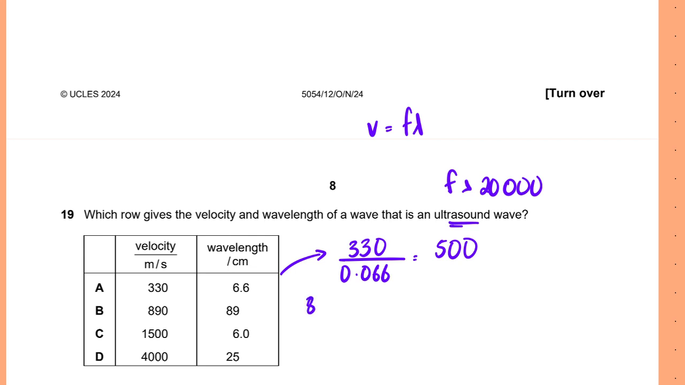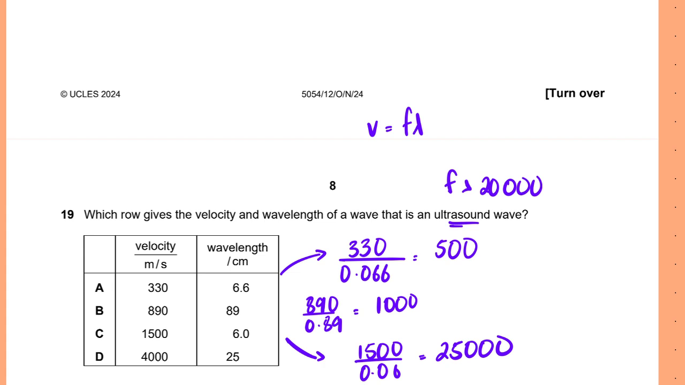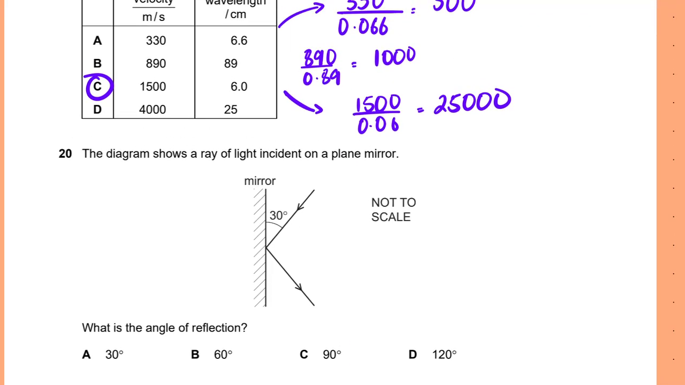The next one, that would be 890 over 89, which is 0.89. So this is going to be, I guess, like 1,000, this is also not ultrasound. 1,500 over 6 centimeters, so 0.06. This seems like this would cut it, maybe. Let's see. This is 25,000. So yeah, this is the one. And in the last one as well, I'd expect that you would not have a frequency greater than 20,000 hertz.